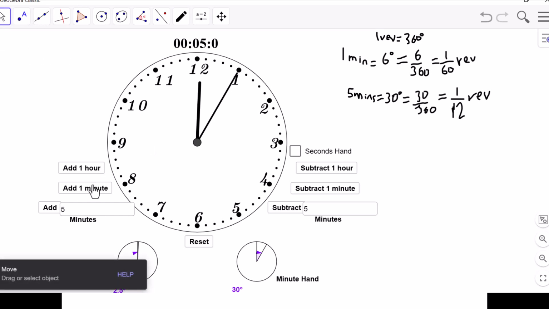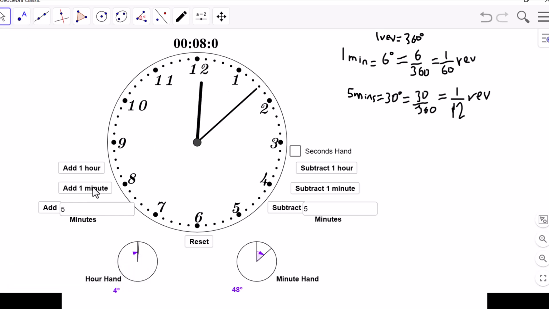Now, if this minute hand keeps turning, let me move it very fast. So 8, 10, 12, as we move on, you see as the minute hand is turning, just be observing what is happening here. I've turned it half now. This is half a revolution now, which is 180 degrees. You see it.